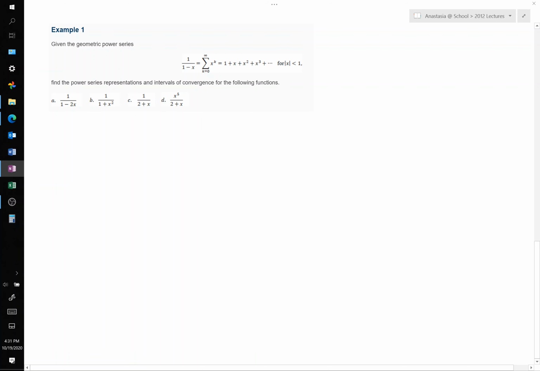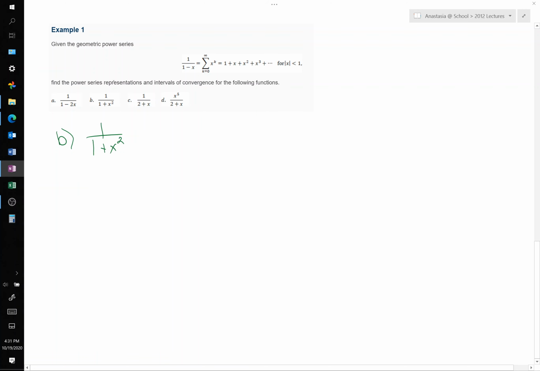Hello, in this video we are continuing our discussion of example 1 in section 8.6. So we are trying to find a power series representation. If we're given this geometric power series where we have the function, the series, and the interval of convergence, and we're trying to find power series representations and intervals of convergence for 4 different functions. We've already worked through part A, so in this video we're going to work through part B, where we have 1 over 1 plus x squared.